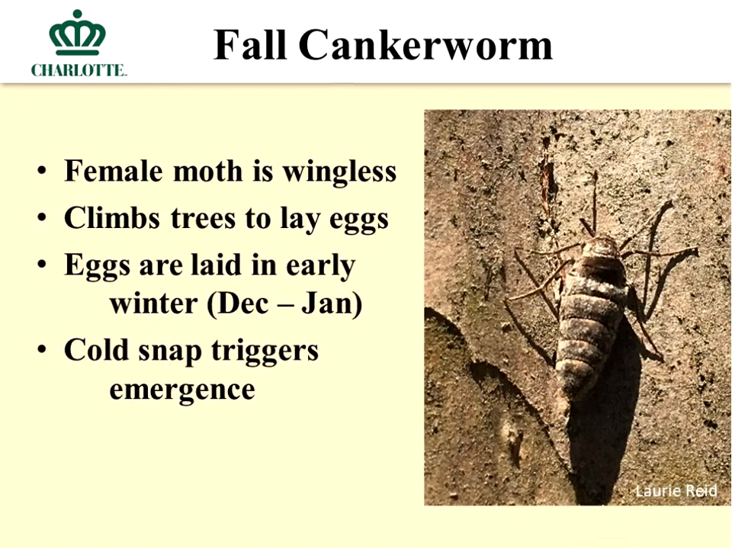So this is what the cankerworm looks like from the top. Some people, I guess, liken it to a spider. I can sort of see that. It's just got one big body part and then a bunch of legs. So she's wingless, can't fly around, can't go anywhere. The pupa is in the ground. They hatch out. They climb up the side of a tree or a fence post or whatever they happen to be on, any kind of vertical structure, and climb up to the tree to lay their eggs. And again, this is going to be in the winter time, usually December and January in Charlotte.